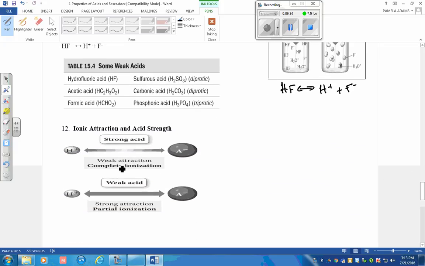So a strong acid has weak attraction between the hydrogen ion and the anion, more attraction for the hydrogen ion to water than for its anion. So it completely ionizes, completely breaks apart. We would use a single-headed arrow to denote the ionization of a strong acid.